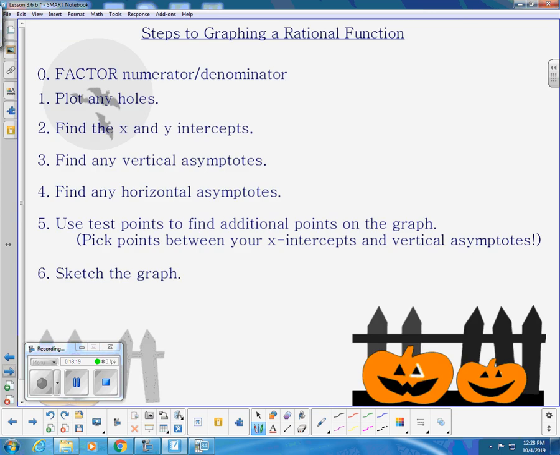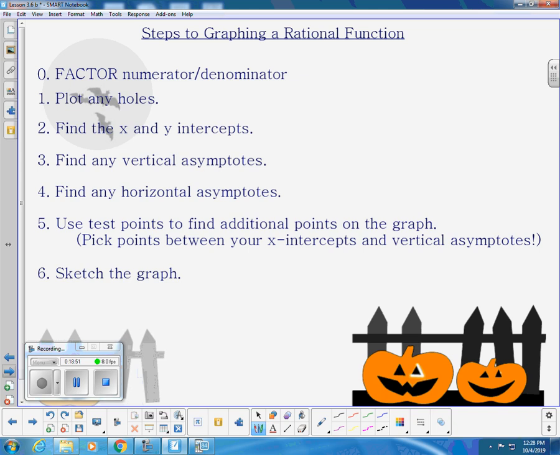Graphing rational functions. So I added a couple things to this. The first, or the 0 step, you should factor the numerator and denominator. We need to have those factors to check for holes and asymptotes and all sorts of stuff. Figure out if you have any holes first, just like we did with that first example. It doesn't matter if you do steps 2, 3, or 4 first; you can switch them up. And then step 5 is you're going to have to use some test points to figure out the graph, and then we're going to sketch it.